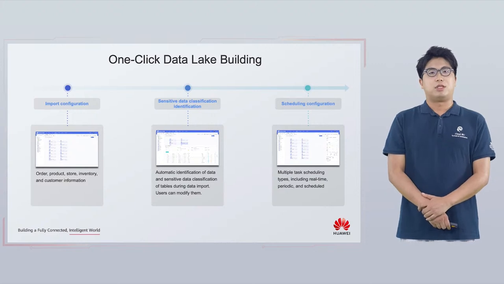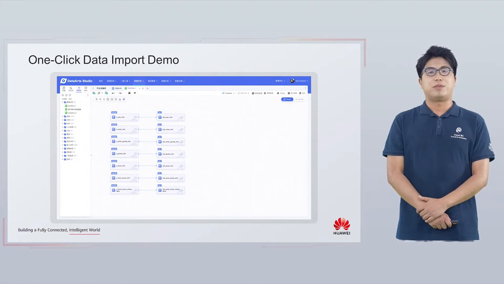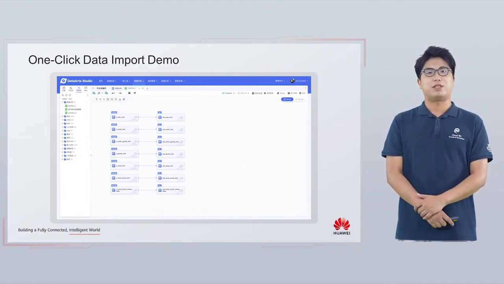During the import, the intelligent data engine automatically identifies data and the sensitive data classification of tables. Users can flexibly configure scheduling for data import tasks, including real-time, periodic, and scheduled. Let's look at the UI. Enter the data flow management page. We can configure 7 data flows using the preceding order information, with some information as the source and the others as the target. In every data import table, we see the sensitive data classification of the table fields that are automatically identified. In addition, users can configure scheduling conveniently on our configuration management page.